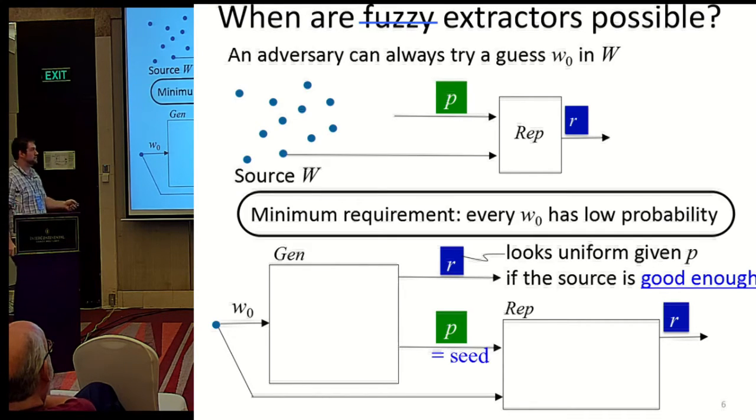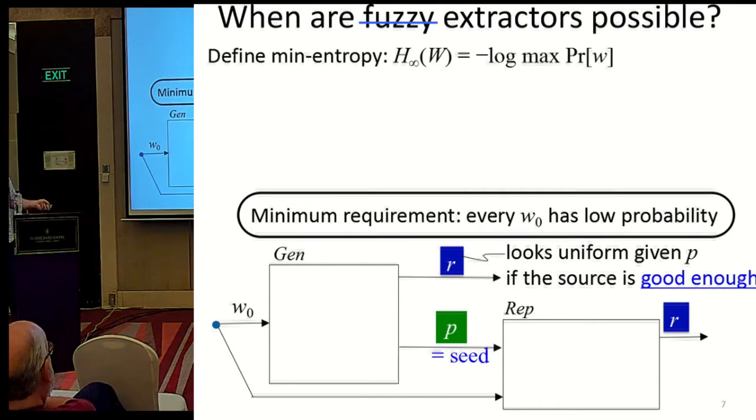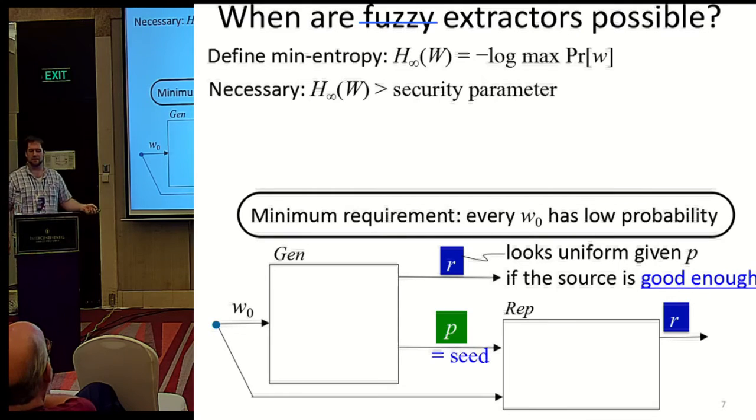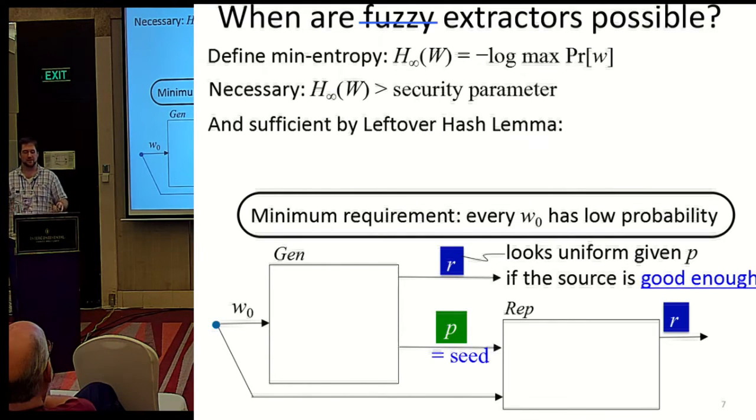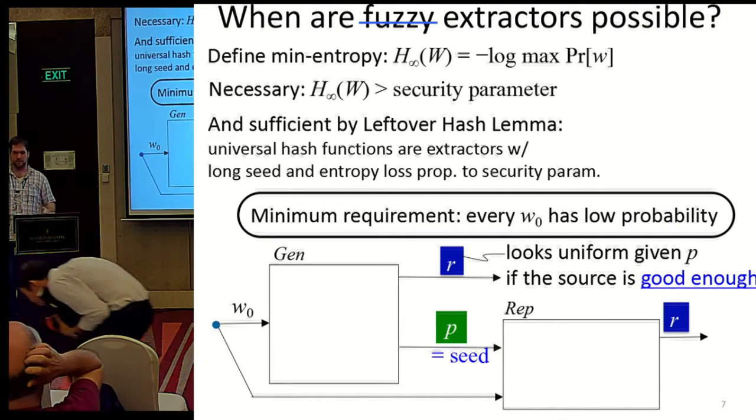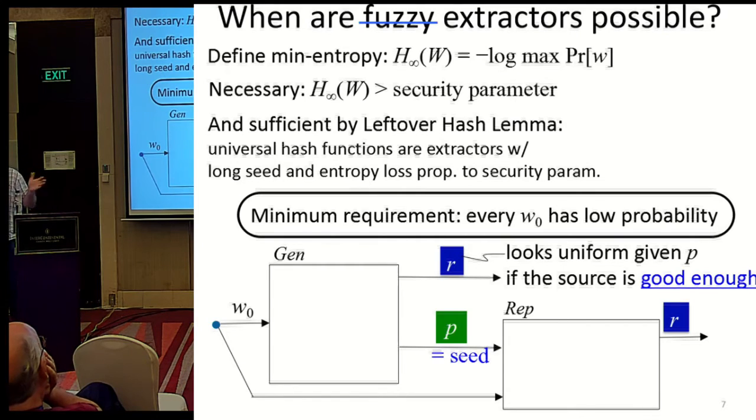So the necessary condition for security is that every possibility for W0 has to have low probability. We codify this notion in something called min-entropy, which says that every point in the distribution has low probability. It's necessary for security, and the nice thing about randomness extractors is that it's also sufficient, by the leftover hash lemma. We can show that universal hash functions actually work as extractors, although they have some limitations. They have a long seed, and they have some losses associated with them. So for randomness extractors, we have a really tight and clean condition that's both necessary and sufficient for security.